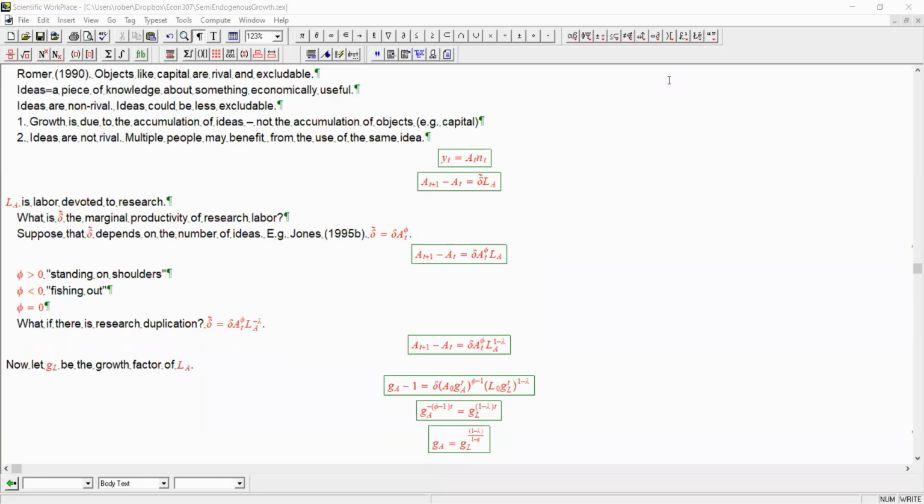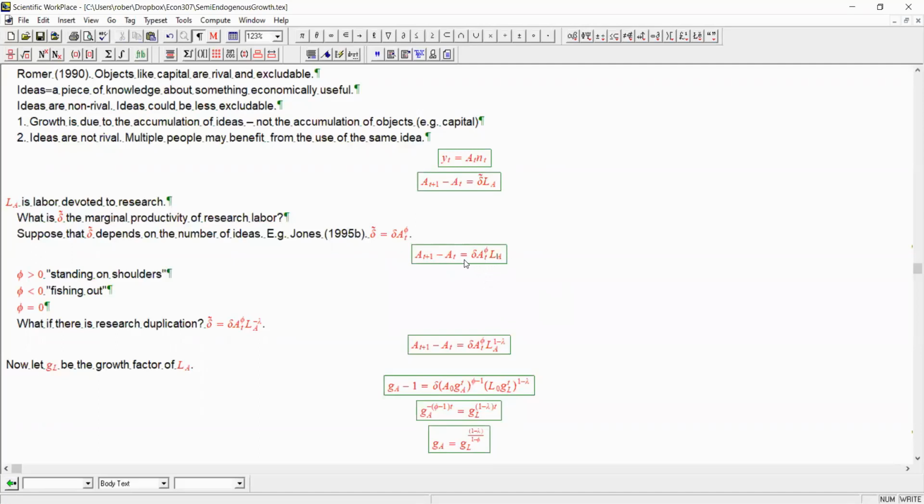For example, in Romer's case, the way it's set up, because phi in the Romer case is equal to 1, it means that basically if you have a larger amount of researchers, you will actually end up with faster growth. That's the scale effects problem.